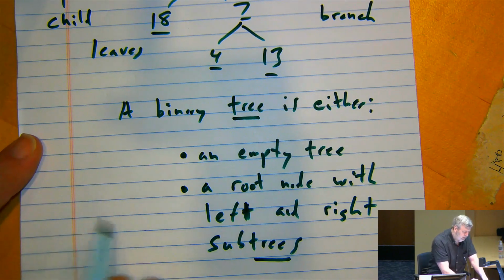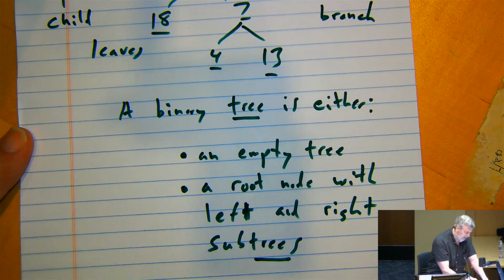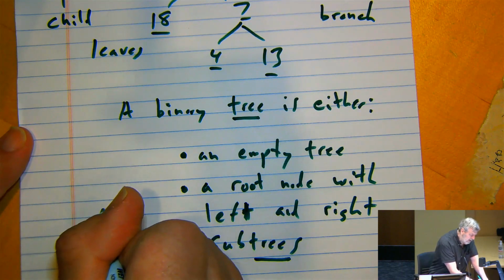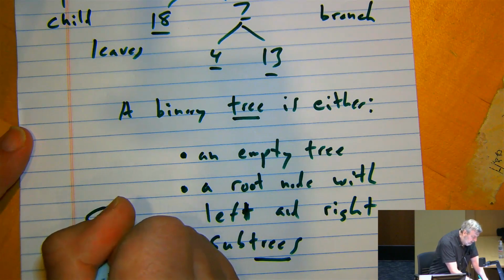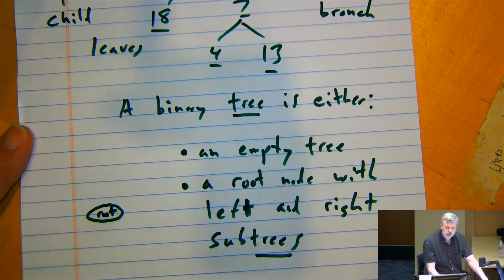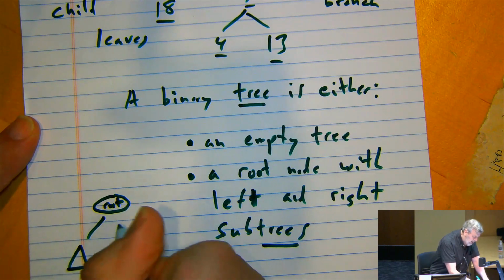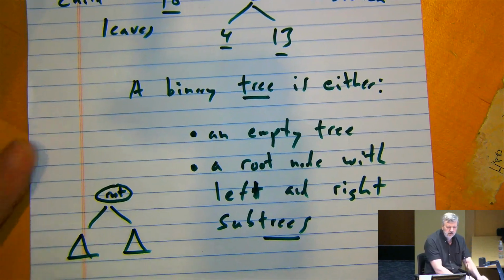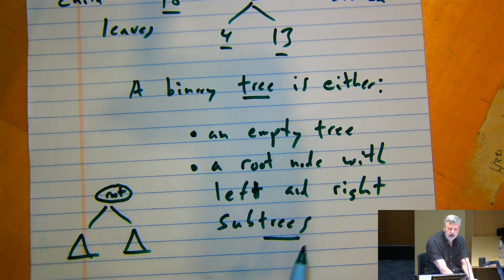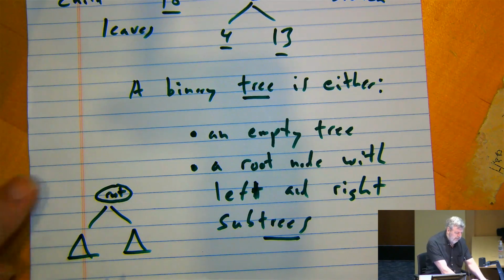But I wanted to draw a little picture that I have in mind for this second definition here, the root node with left and right subtrees. I kind of have a mental model where I think about a root node. So there's some kind of a root node for a tree, and there is a left-hand subtree, and over here there is a right-hand subtree that I kind of draw as little triangles.